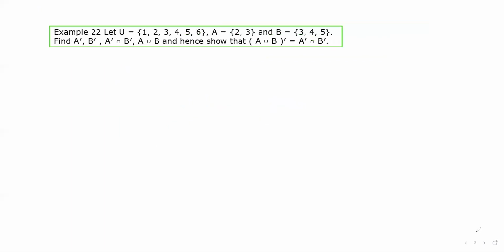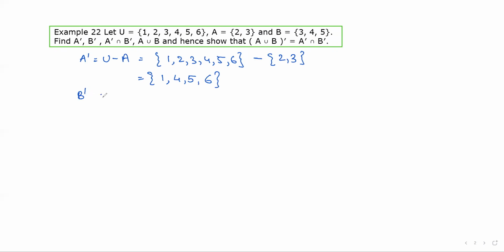Next, U is a set of 1 to 6 elements. A and B are given. You have to find these values. So first A dash. A dash is equal to U minus A. So 1, 2, 3, 4, 5, 6, and you have to subtract 2 and 3 from it. So you'll be left with 1, 4, 5, 6.